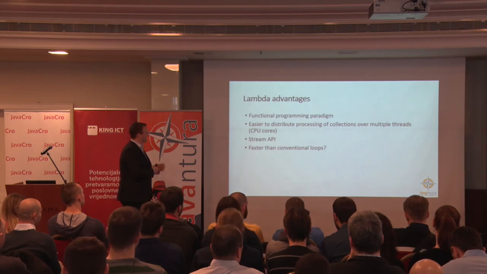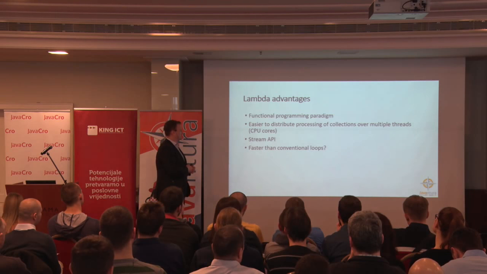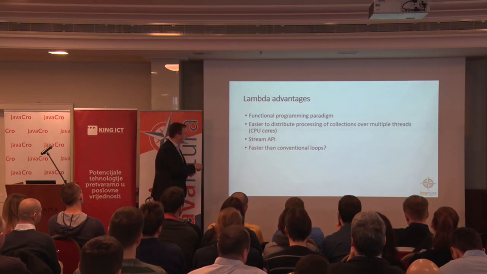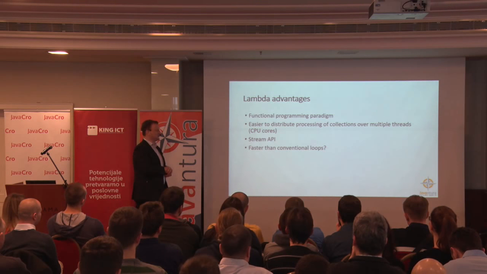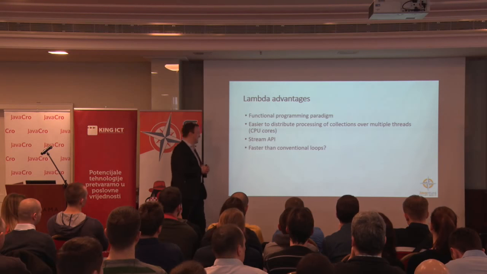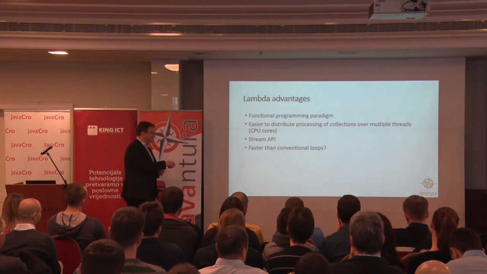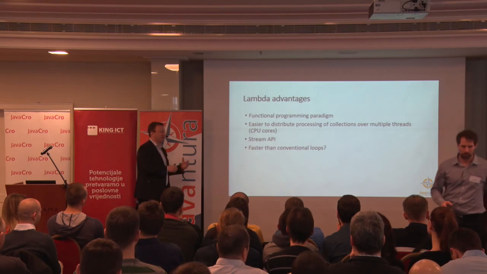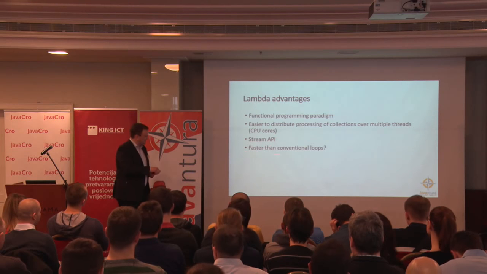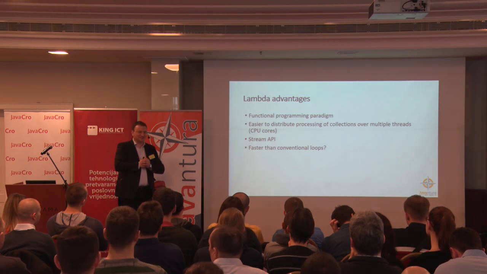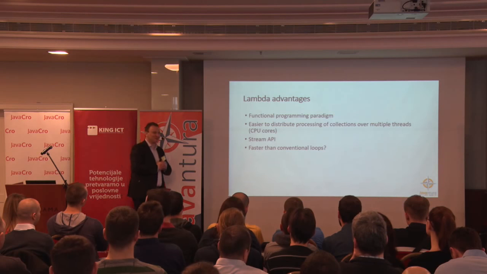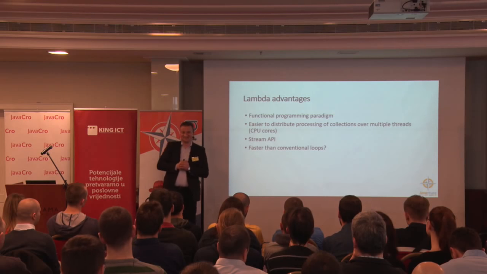First of all, the lambda advantages are as follows. It's the functional programming paradigm, and of course, it's easier to use the whole power of your multi-core processors, and it supports the Stream API. It's a great thing because you can do so many different things in parallel. And the question is, are lambdas faster than conventional loops? What's your opinion about it? What do you think? Let's see.